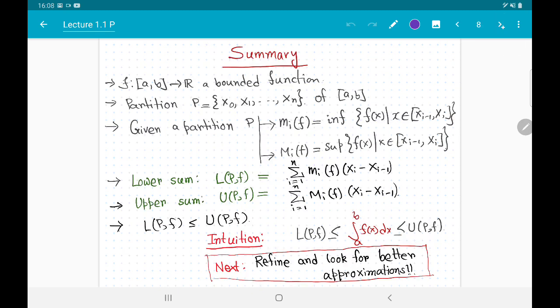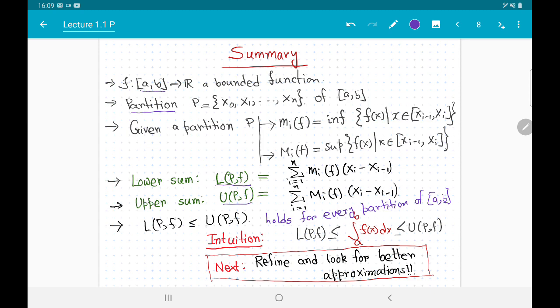So let's summarize what we have done. We have started with a bounded real valued function on a closed interval. We have introduced the notion of partitions of an interval. Given a partition, we have defined the quantities LPF, UPF. I have also told you what the geometric intuitions for that are. We have shown that LPF is less than or equal to UPF, and this inequality holds for every partition of [a, b].